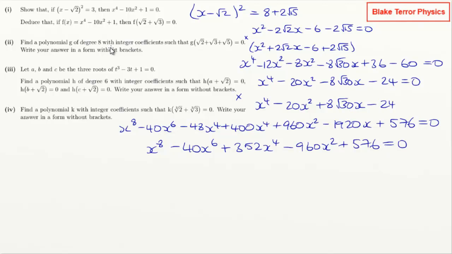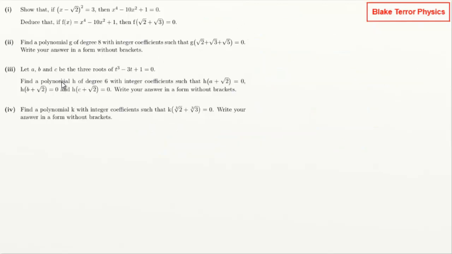Find a polynomial of degree 8 with integer coefficients such that it equals 0. Yeah. Okay, right, that was a slog, but it was just algebra. Right, part 3 then. So let A, B, and C be the 3 roots of that. Find a polynomial h of degree 6 with integer coefficients such that those are the roots. Write your answer in a form without brackets. Right, I think I'm going to need another sheet again.